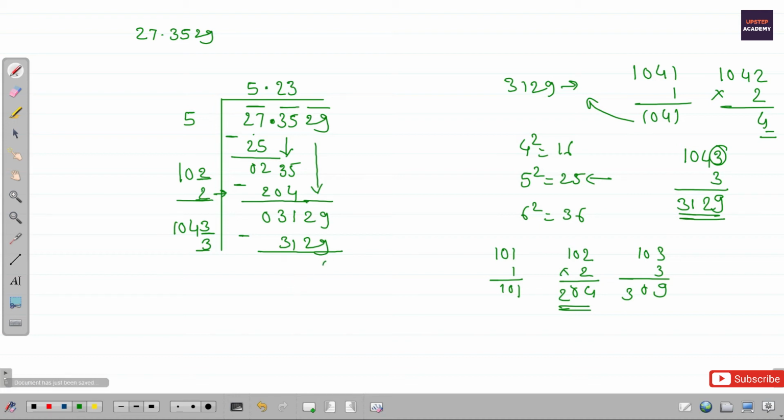So here the remainder will be 0. As the remainder is 0, we can say the given number is a perfect square number, and the quotient we got over here is the answer. Or simply we can say 5.23 is the square root of this 27.3529. So this is nothing but our answer.